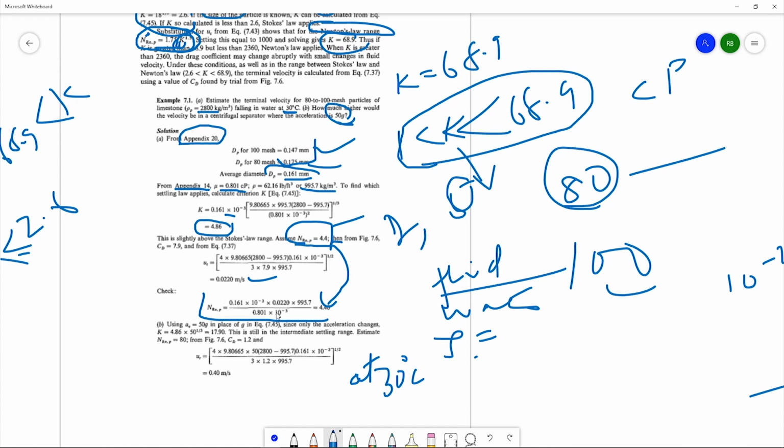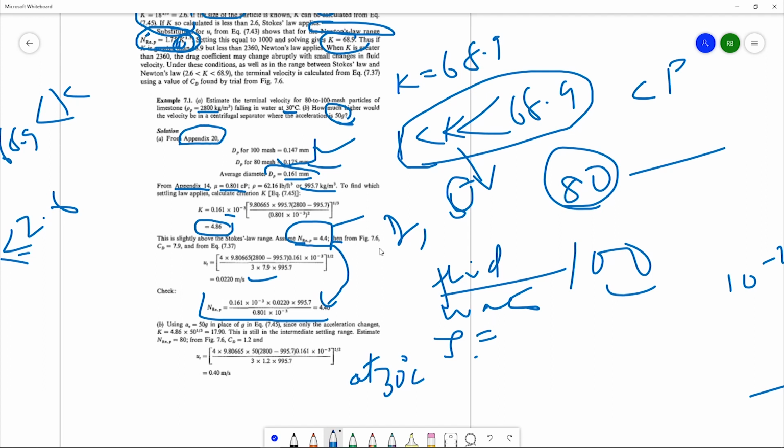So our drag coefficient, so this is the thing. To estimate the terminal velocity, it is a particle in water. So this is done. Okay, that was the first part. Now, how much higher would the velocity be in a centrifugal separator where the acceleration is 50 g?